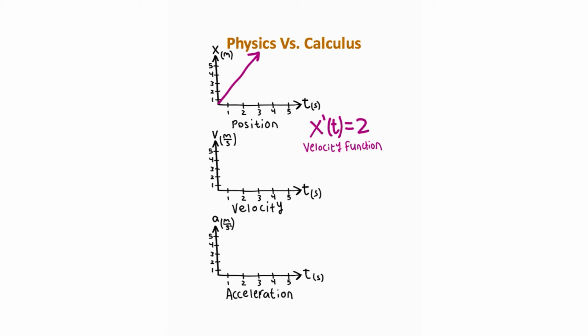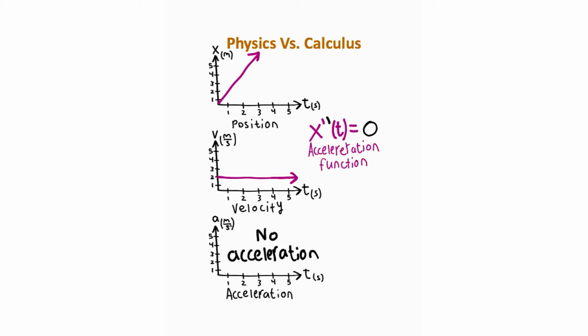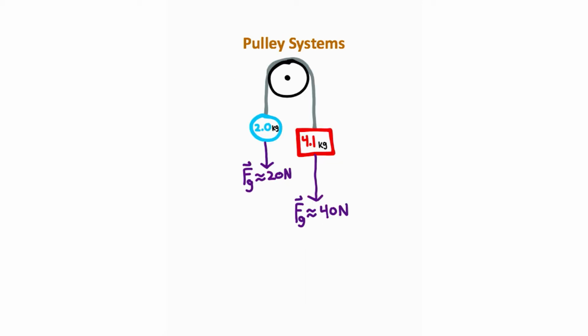Now notice here if I plot this function on our velocity graph, it's just going to be a constant value. Since we got a constant value of 2 right here, it's going to constantly be 2 on our velocity graph. Now what if I take the derivative of this velocity function, which is also the second derivative of position with respect to time? I'll end up with the derivative of 2, and 2 is a constant number. Anytime you take the derivative of a constant, you're going to end up with 0. So our acceleration is going to be 0 meters per second squared, meaning we don't have an acceleration in this system. So let's apply this knowledge to a pulley system.